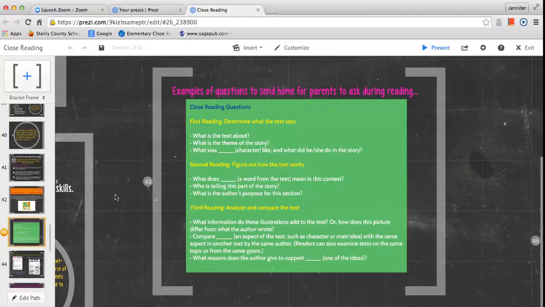And for a third reading, to analyze and compare the text, parents can ask questions such as, what information do these illustrations add to the text? Or how does this picture differ from what the author wrote? And what reasons does the author give to support an idea from the story?